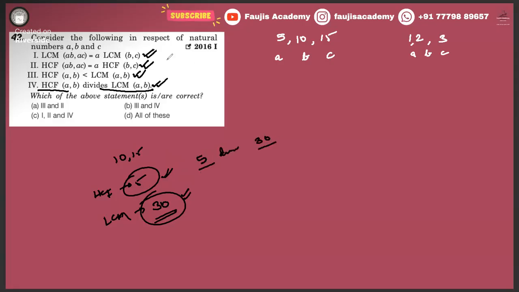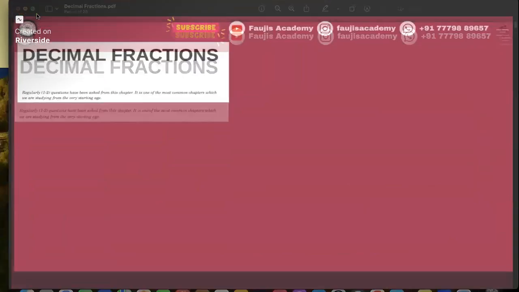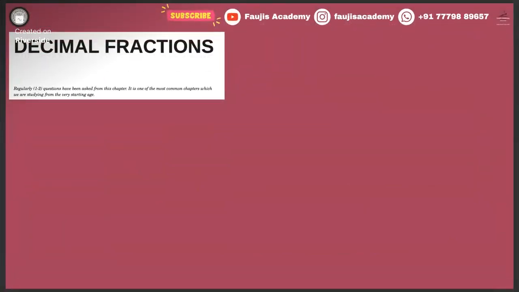So which answer option is correct here? Be confident. Yes, that's correct. All of this is the right answer. Option D. So with this, we come to an end of this chapter. Now we get started with a chapter called decimal fractions.